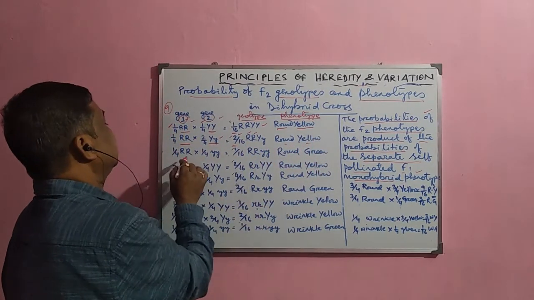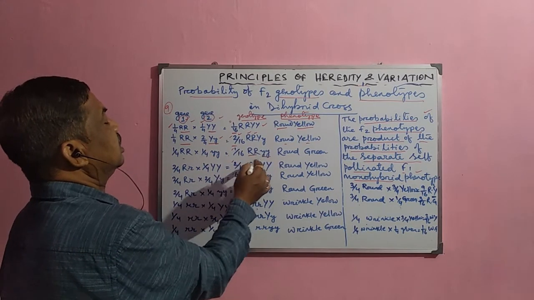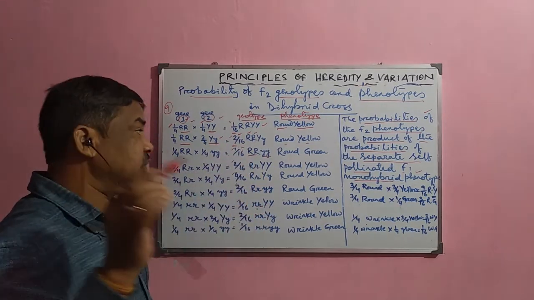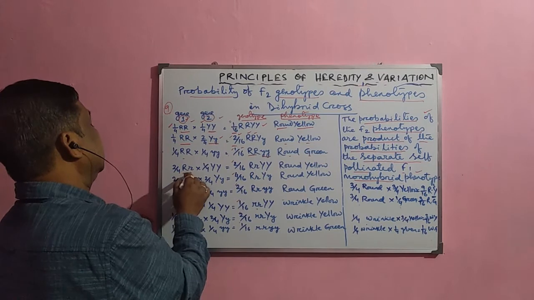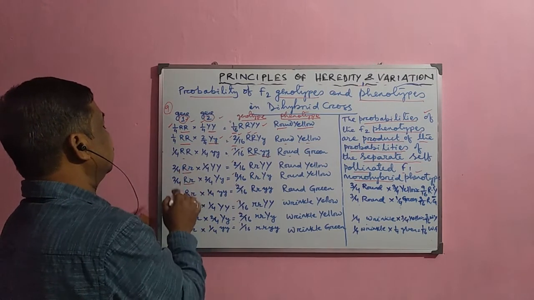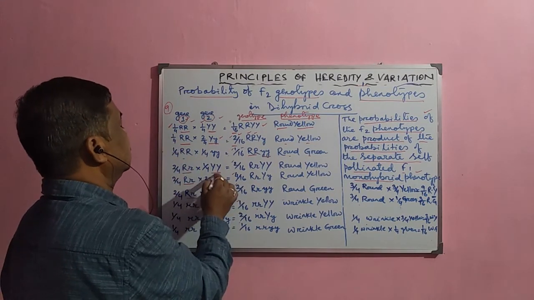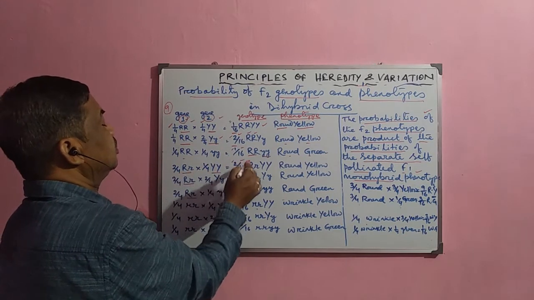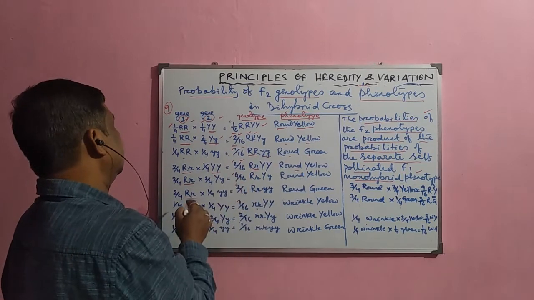The next one, capital R, small y, then capital R, small y, it is 1 by 4 into 1 by 4, which is equal to 1 by 16. Now it is round green type. The next one is the heterozygous one. Now these are three heterozygous, capital R, small r. They are round but heterozygous, and when it's crossed with capital Y, then it is 1 by 2 by 4 into 1 by 4 is equal to 2 by 16, and it is a round yellow. It is 2 by 16.